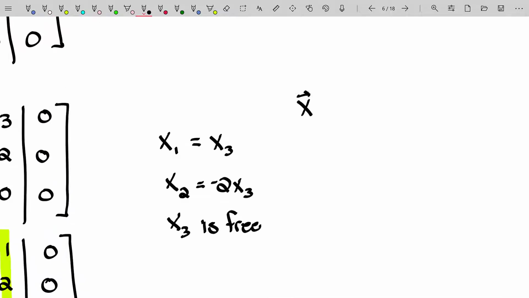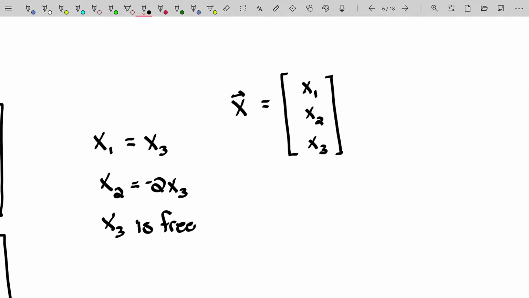solution is x, and x is equal to the vector x sub 1, x sub 2, and x sub 3. However, x sub 1 we've just found out is actually x sub 3. X sub 2 is negative 2 x sub 3, and x sub 3 itself is free. That is, it is just x sub 3. It's whatever we want it to be.